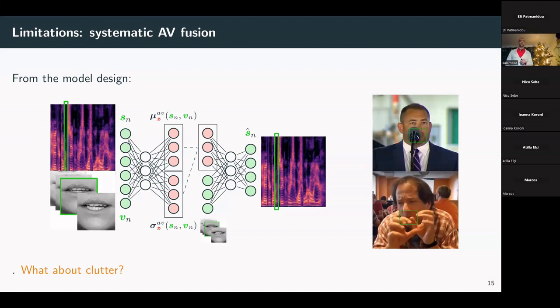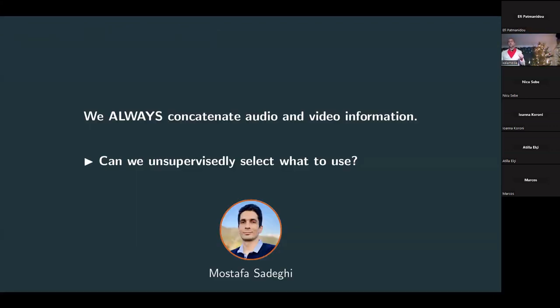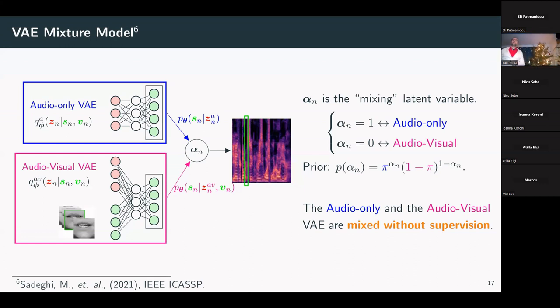So then we ask ourselves, can we select if we are going to use audio and or video in an unsupervised way? Because of course, I don't want to annotate at every frame if I have to use one or the other. So this is a follow-up work and it was done with my colleague, Mustafa. The idea here is to use a mixing latent variable. This is pretty much like a Gaussian mixture model where you have this variable that assigns your observation to a cluster. So it's exactly the same kind of variable in the sense that now we are assigning each of the vectors of the spectrogram either to an audio-only VAE or to an audio-visual VAE, right?